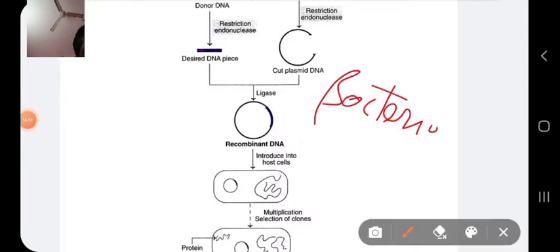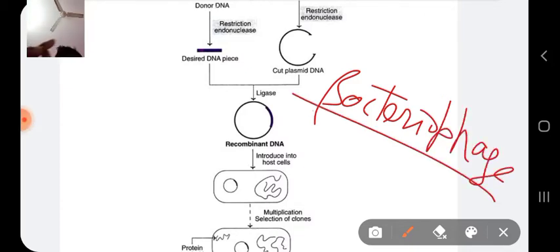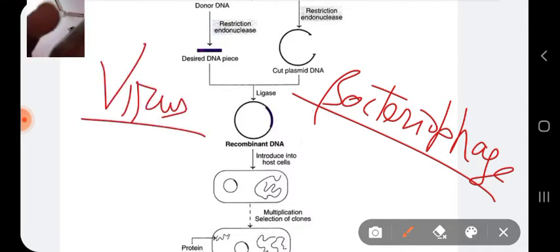Bacteriophage can also be used as a vector. Viruses can also be used as a vector, like the tobacco mosaic virus, TMV, which can be used as a vector.